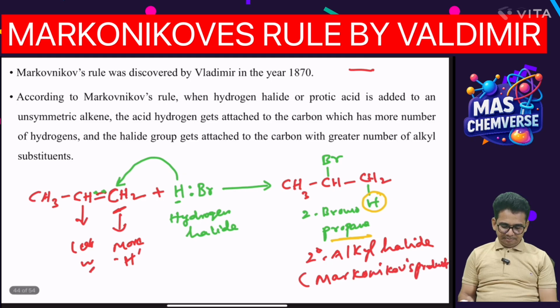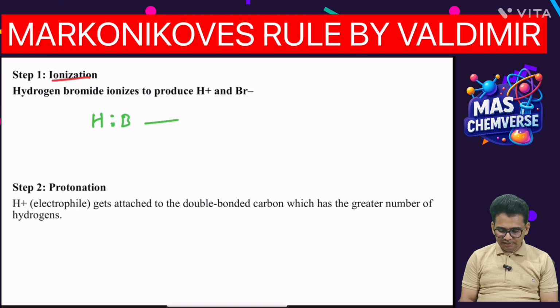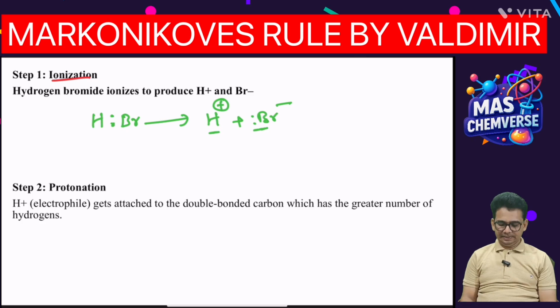For the mechanism, see the first step I told, ionization. In ionization, when hydrogen bromide is ionized, what is produced? H plus and Br minus. This is a pair of electrons, and both electrons are taken away by the halide. Hydrogen has no electron, the pair of electrons is taken up by the bromide. This is called the ionization process.